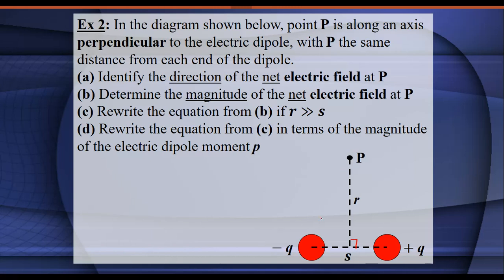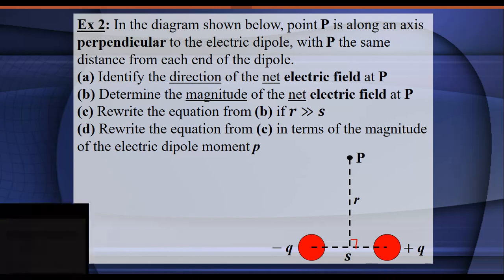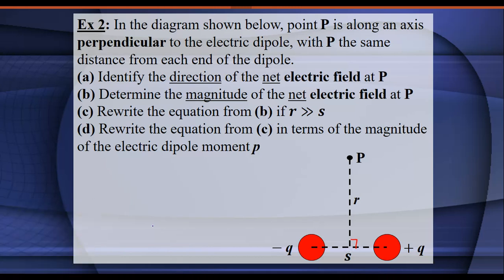And it says both ends are the same distance away. So it just means it's located directly in the center of this. Okay, it says A, identify the direction of the net electric field at point P. Now, the way we're going to do this is we're going to use superposition. So first of all, let's call this one Q1. And let's call this one Q2.